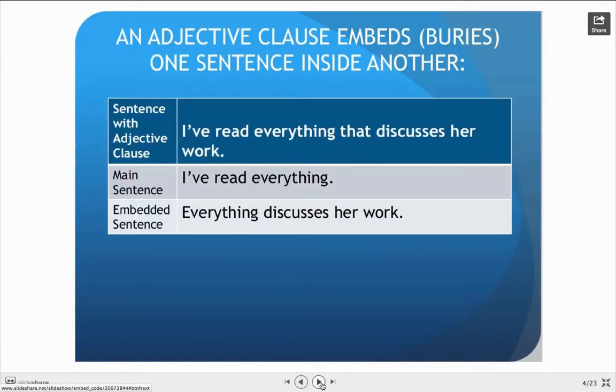And when I say, I've read everything that discusses her work, here's the main sentence. Here's the embedded sentence that then is put into the sentence.